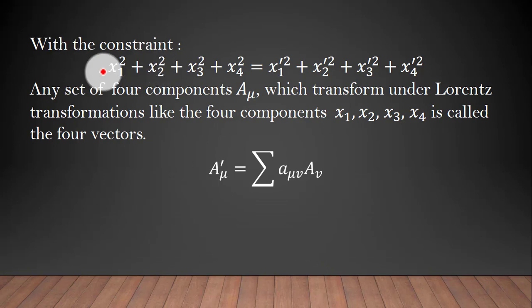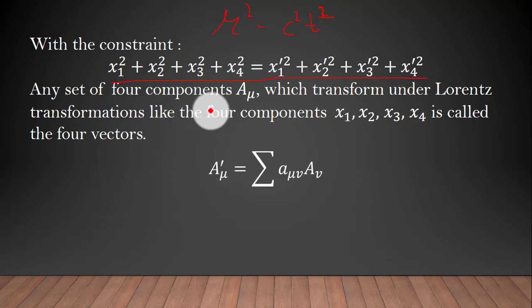Also, as you know, x square plus y square plus z square minus c square t square is equal to what? It is equal to x prime square plus y prime square plus z prime square minus c square t prime square, which is nothing but a Lorentz invariant quantity, or we can write it as r square minus c square t square, which we have already proved in our previous lectures. So a 4 vector is going to satisfy this condition also.